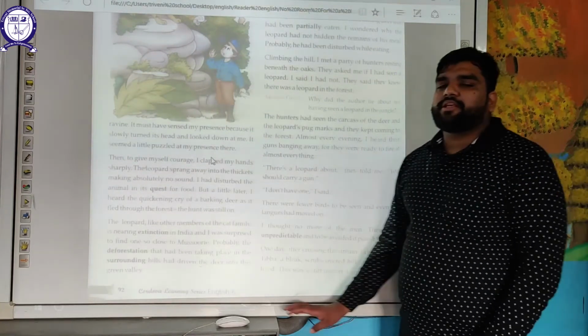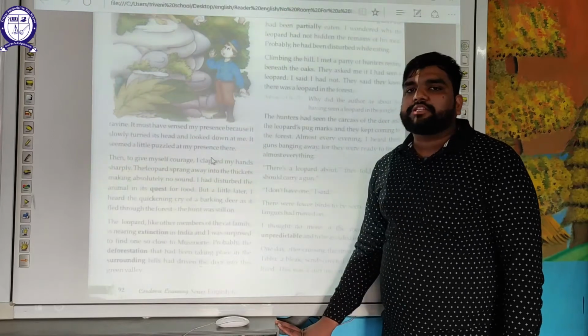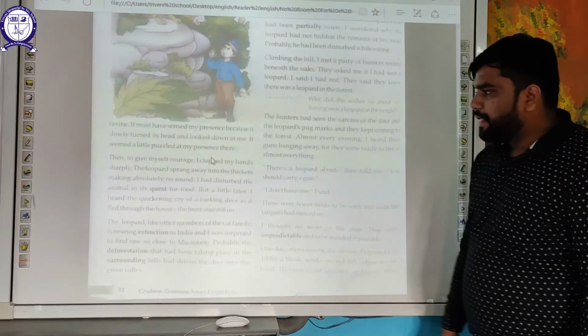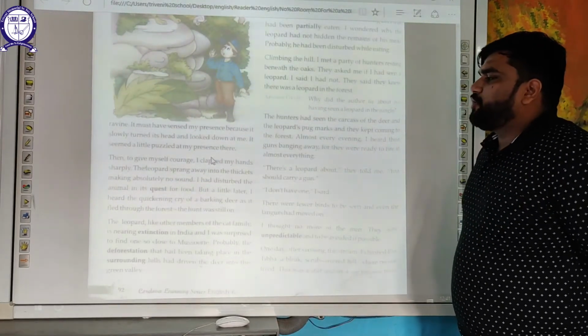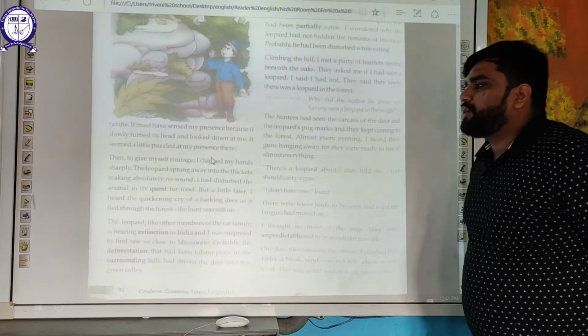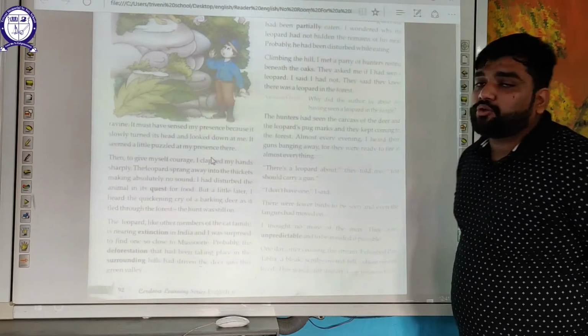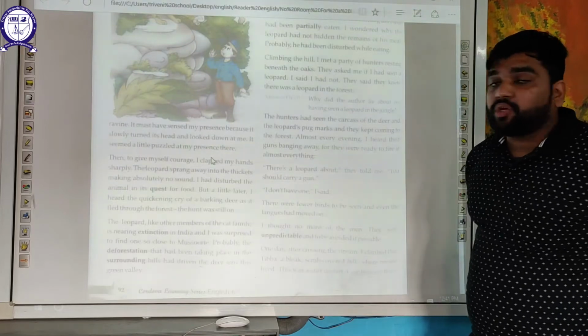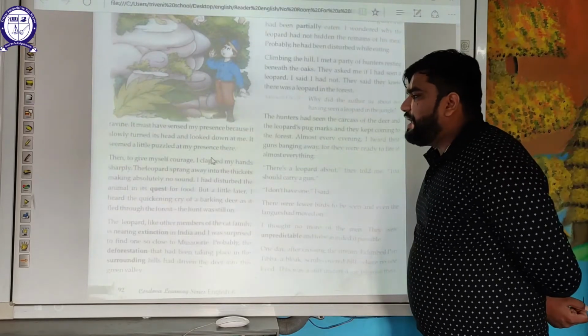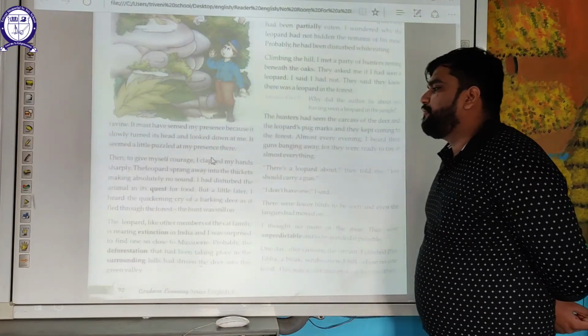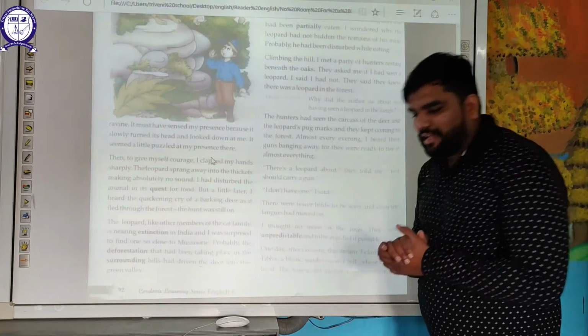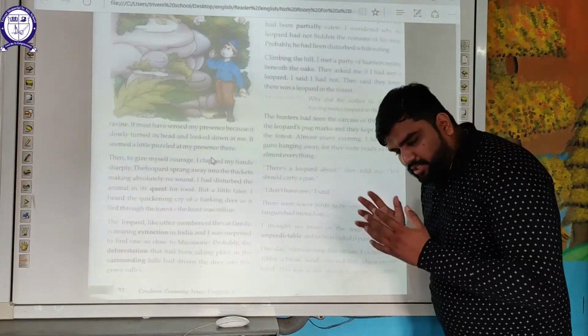Now, to give himself courage, the writer clapped his hands sharply. The leopard sprang away into the thickets, making absolutely no sound. I had disturbed the animal in its quest for food. The writer thought that he had disturbed the animal while it was searching for food.